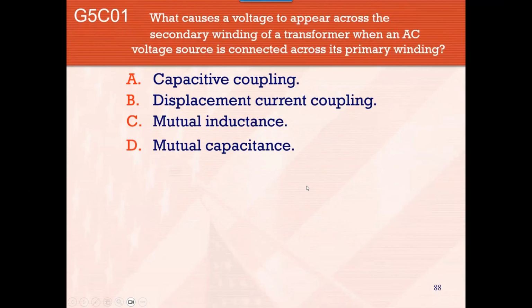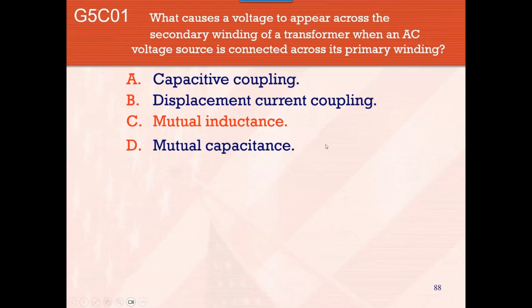What causes a voltage to appear across the secondary winding of a transformer when an AC voltage source is connected across the primary? Just a transformer, put an AC signal in on one side, we get an AC signal out on the other side because we have mutual inductance coupling between the two. Of course, inductance has to do with coils. So mutual inductance is the best choice all the way around.